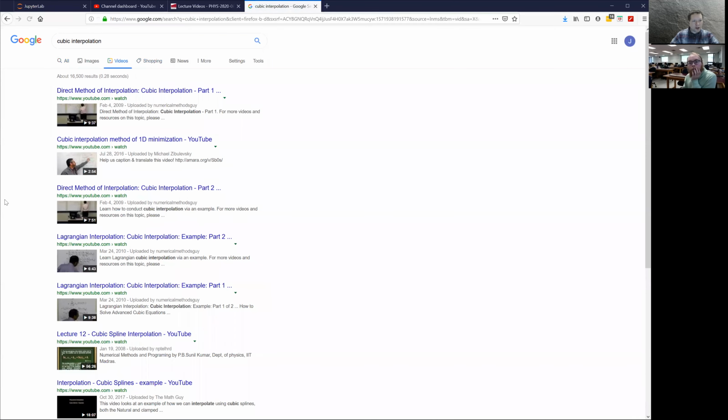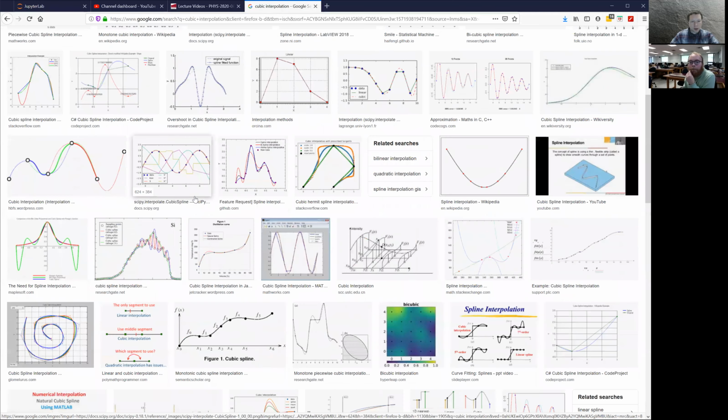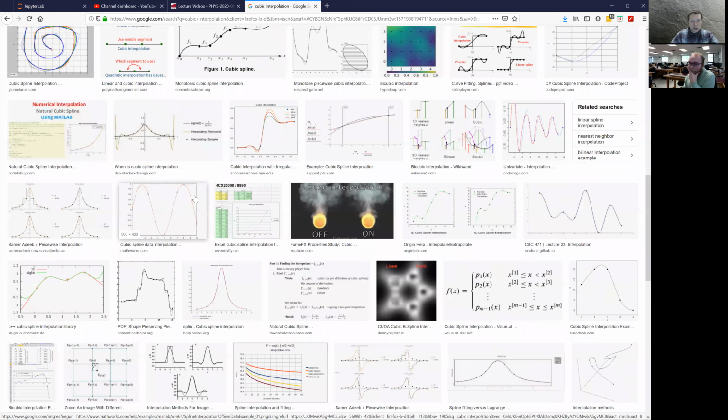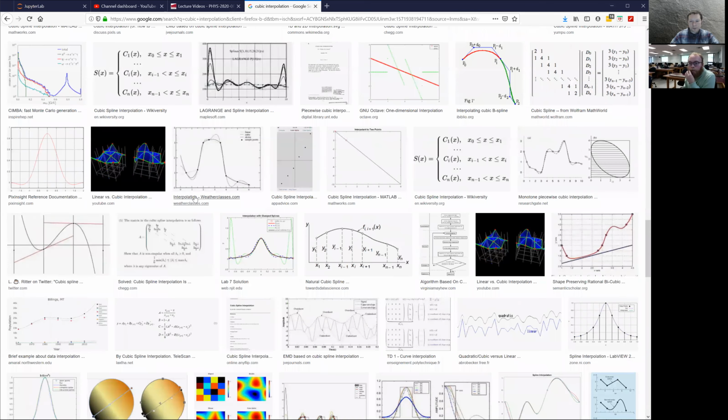Let's just see what. Oh, I don't want a video. I want some pictures. Cubic splines. Just trying to find a good example here.